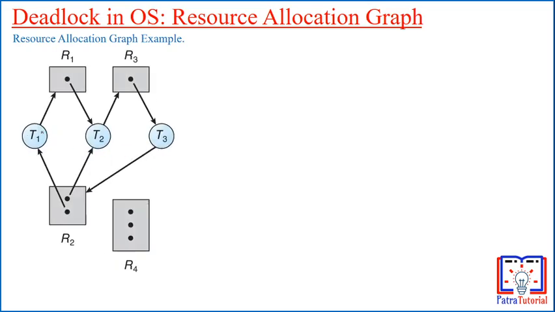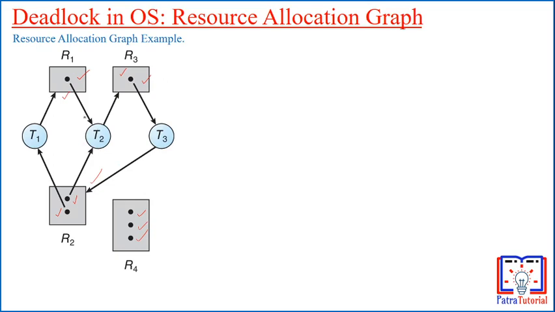Now see, T1 is holding one resource of type R2 and it is requesting R1. And T2 is holding one instance of type R1 and one instance of type R2 and it is requesting R3, right? And T3 is holding one instance of type R3 and requesting R2, and R4 has three instances but it is not assigned to anyone. Okay, this is no use.